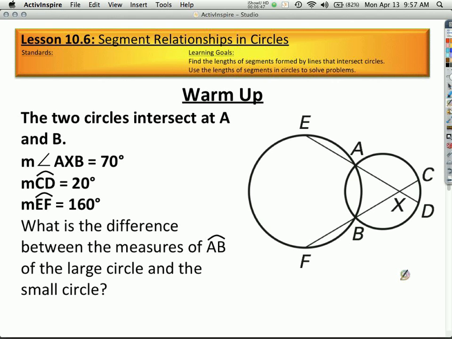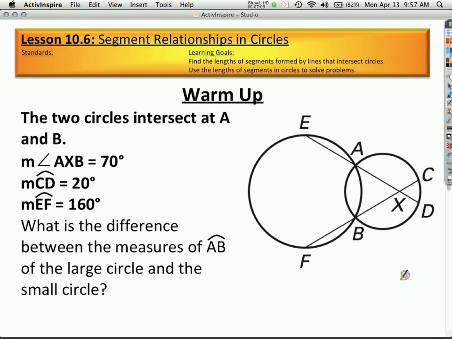You guys did a good job starting out class, but let's see what kind of rate of success we had with this. So, tell me, what is the difference between the measures of arc AB in the large circle and arc AB in the small circle? Or actually, bigger arc minus the smaller arc. So let's see how we did.